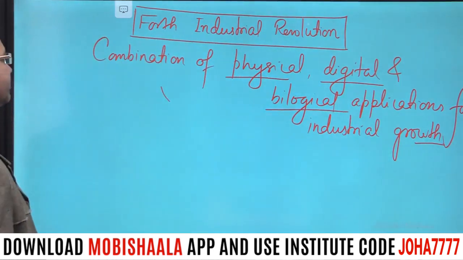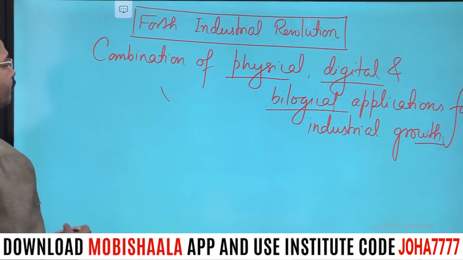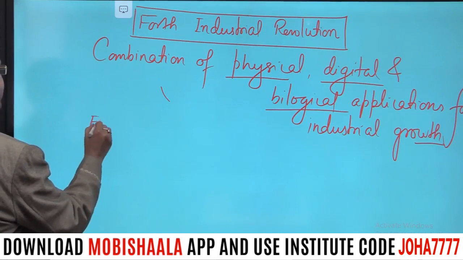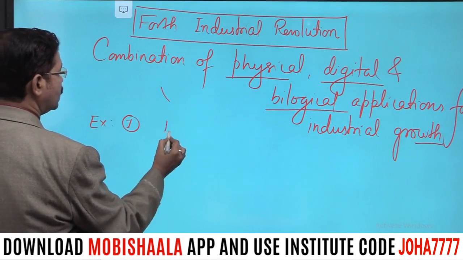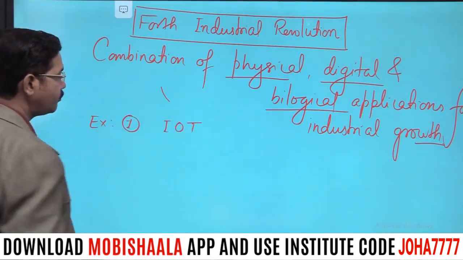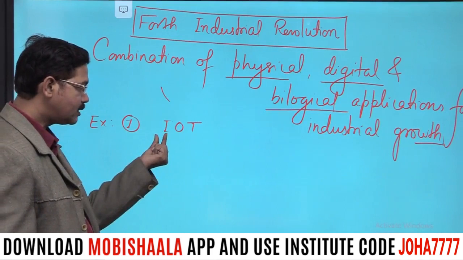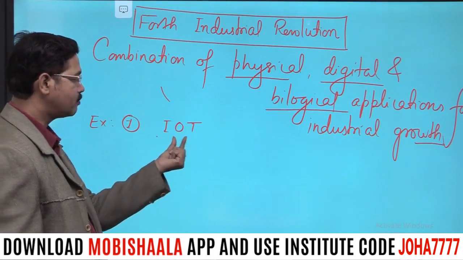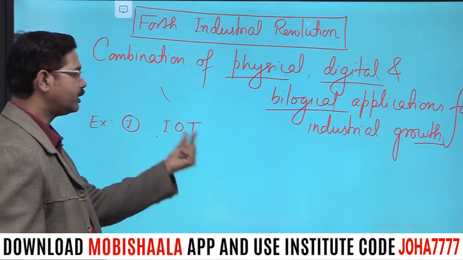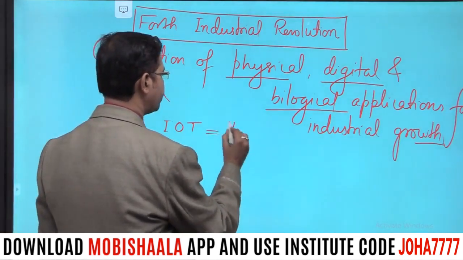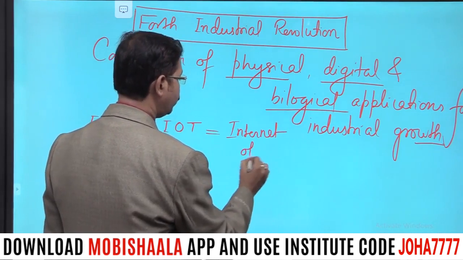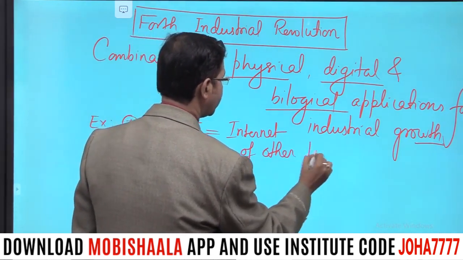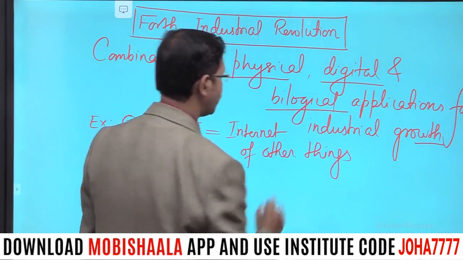So what is a physical, digital and biological revolution? Among them, I am taking example number 1. It is IoT, Internet of Things. Internet of other things, you can say. Connectivity.